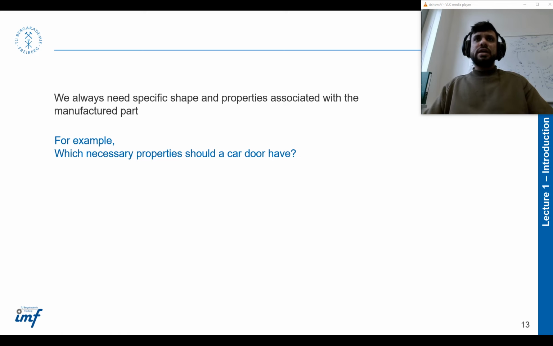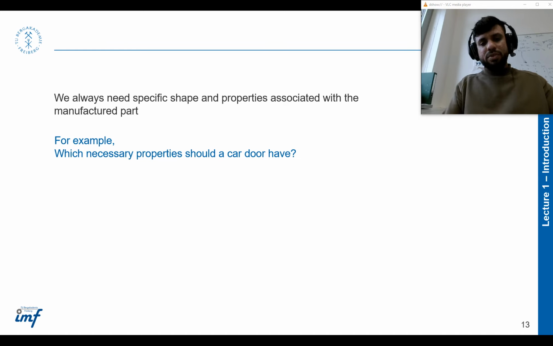So here, as an example, we will take a case study of a car door. We know that a car door is not only useful just to get inside or get out of the car. It is providing quite useful structural component strength and things like this. So the basic question which I want to ask before I move forward is, which necessary properties should a car door have in order to function properly or in the best way? What do you think?